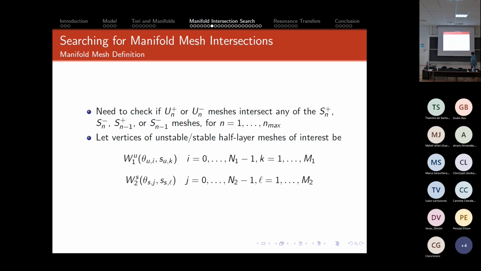So now let's say we find the portions of the meshes corresponding to the different layers, and then we try to intersect the layer parts of those meshes corresponding to the layers that we identified earlier.